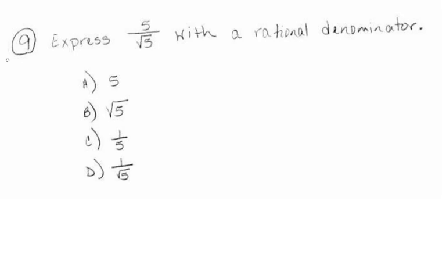So this is how it's going to show up on the end of course test. They're going to give you something that has a radical in it. They're going to give you 4 answer choices. They all have radicals in it. You take what they gave you, 5 over square root of 5, and you put that in the calculator. 5 divided by, because a fraction means divide, second x squared, 5, close parentheses, enter.